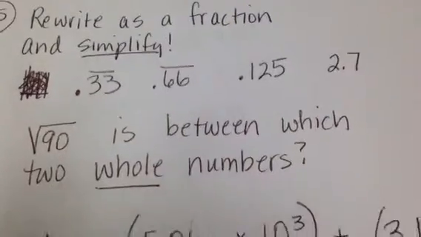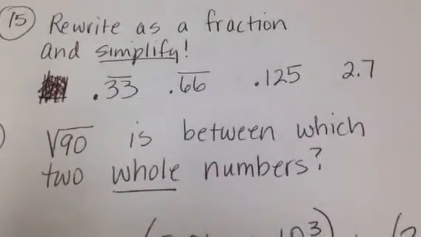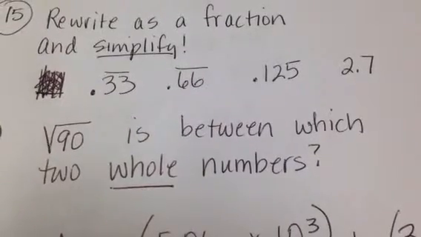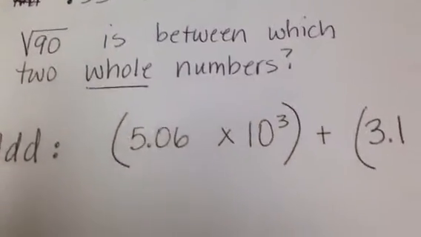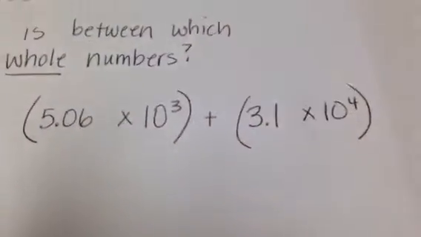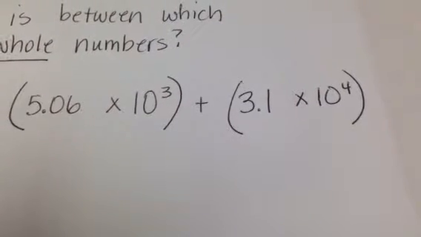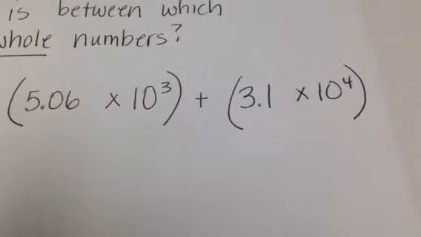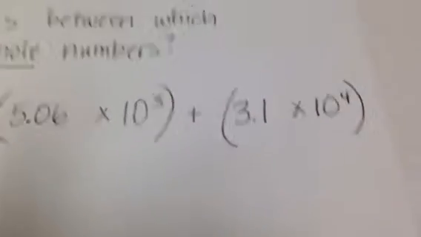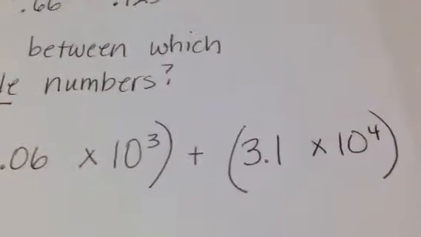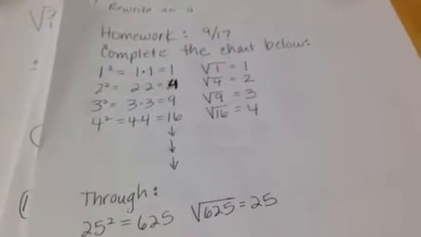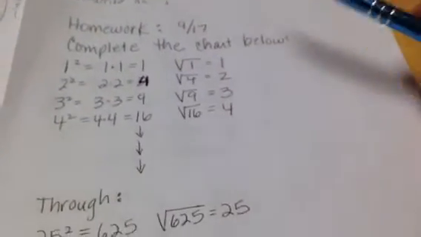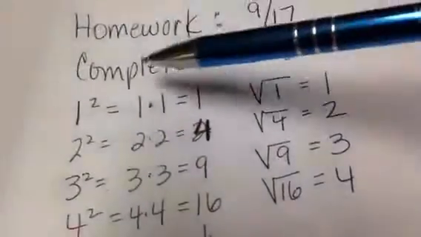Then I'd like you to find the square root of 90 is between which 2 whole numbers. We did an example like this already. And lastly, you're going to add these 2 numbers written in scientific notation. So that should keep you busy for the entire period. And don't forget, again, this is your homework tonight. You're going to complete this chart starting with 1 squared.